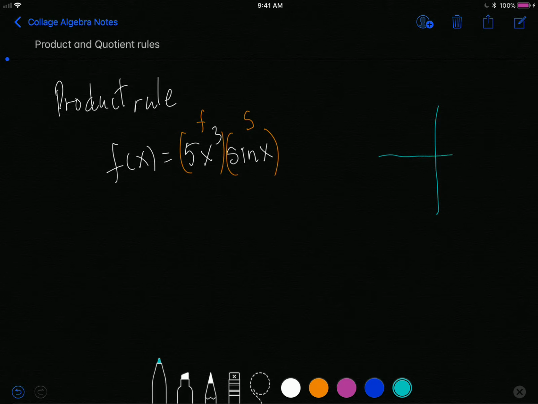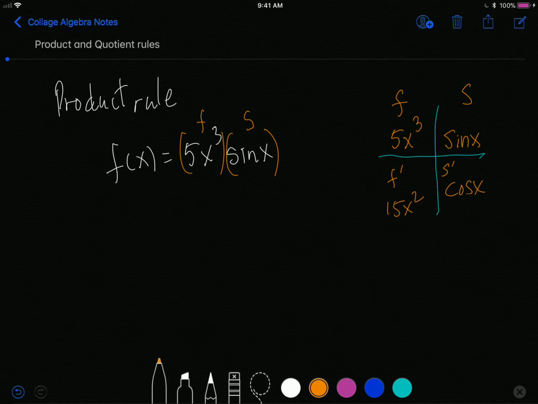So very simply, I make a little box. On the top first box, I put the first function, which is 5x cubed, and then below it I put f prime, which is 15x squared. And I have the second function that I'm getting the product of together, and this will be your sine of x, and the derivative of sine of x, of course, is cosine of x. This is your s prime, your derivative.